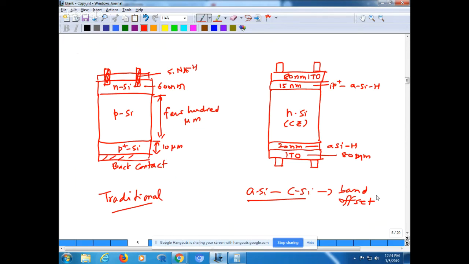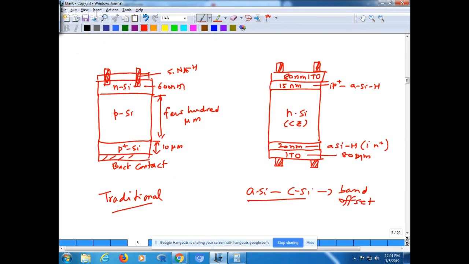So if you look at the front, you have front contact, 18 nanometer ITO, followed by 15 nanometer of IP plus silicon. You have intrinsic amorphous silicon, then you have N silicon, which is single crystal. Then we have 20 nanometer of amorphous silicon, which is intrinsic again. So you can say this is IN plus. Okay. And then we have ITO. And then again, we have back contact. So these are contacts, metal contacts.